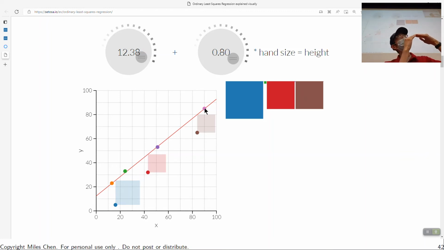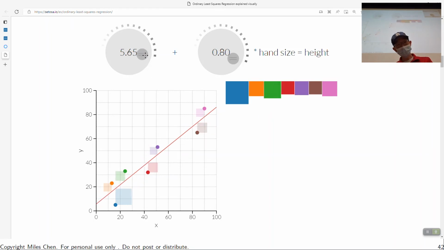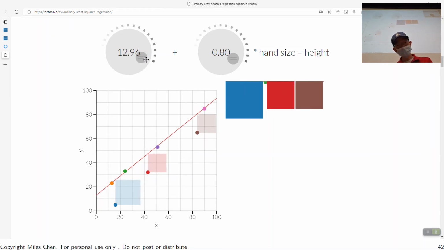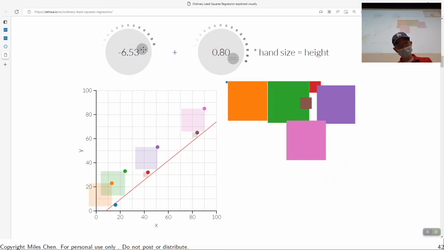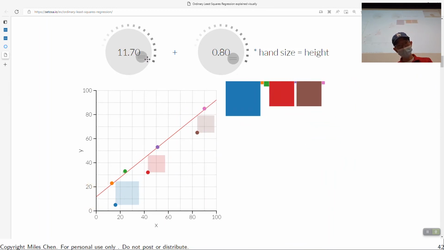I have no residual there. The unfortunate thing is by pulling the line up to pink, what has happened? Now this line is very far away from the blue dot, okay? The blue dot is now far away from the line, and so I have a big residual there, okay?